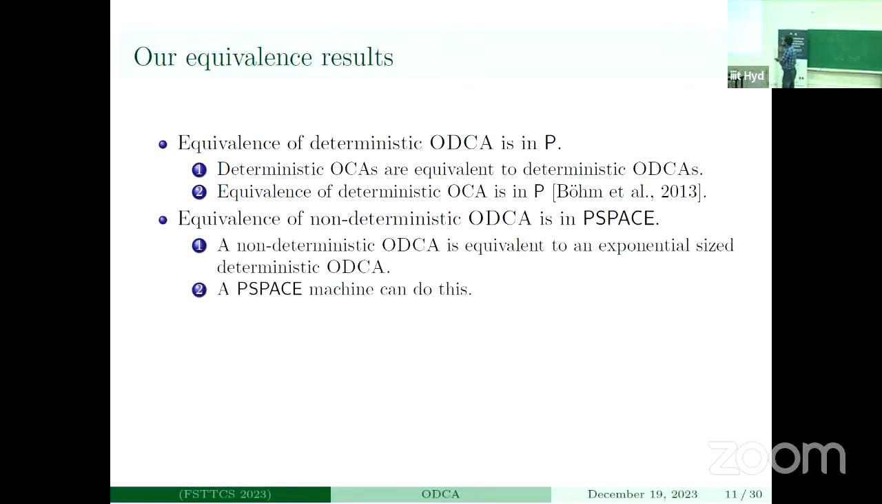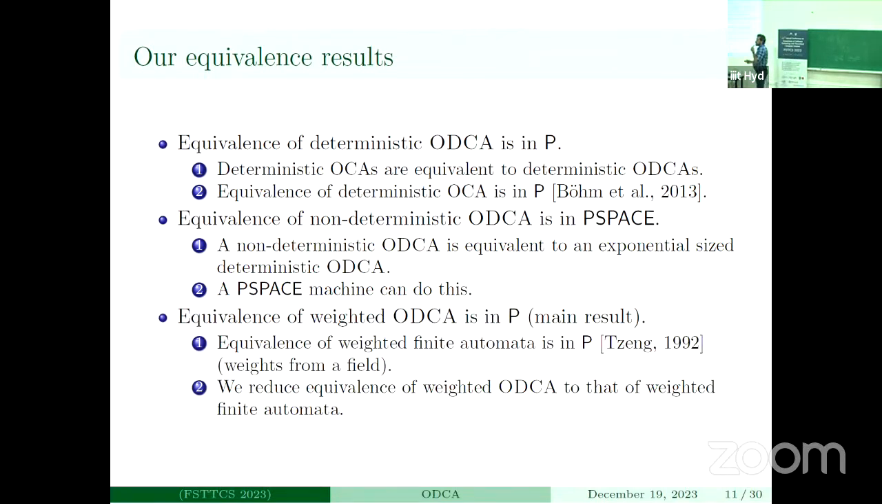And for non-deterministic ODCAs, the equivalence is in PSPACE. Any non-deterministic ODCA can be converted into a deterministic ODCA, and a PSPACE machine can check the equivalence. Our main result is the equivalence of weighted ODCAs. When your transitions are weighted, we show that equivalence of weighted ODCAs is in P if the weights come from a field. Ultimately, we reduce it to an equivalence problem of a big weighted automaton, and we show that the equivalence can be checked in polynomial time. Since you get a polynomial size weighted automaton, the equivalence of weighted automata can be checked in polynomial time.